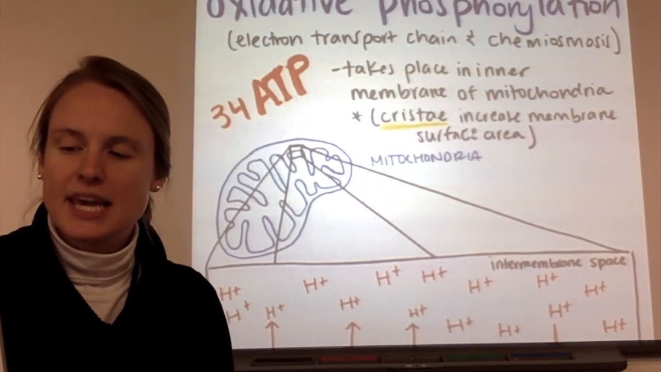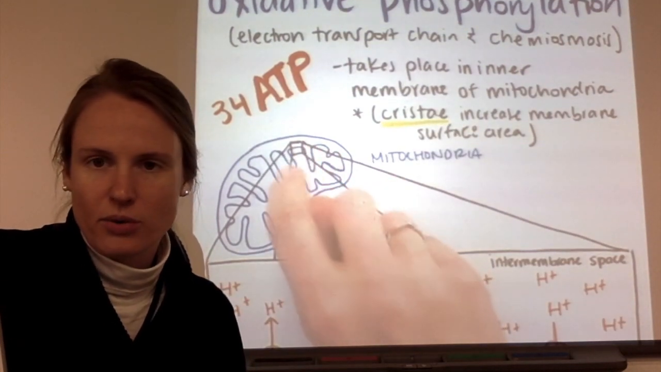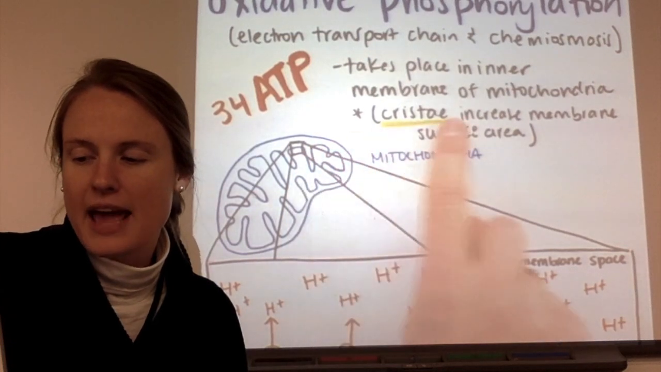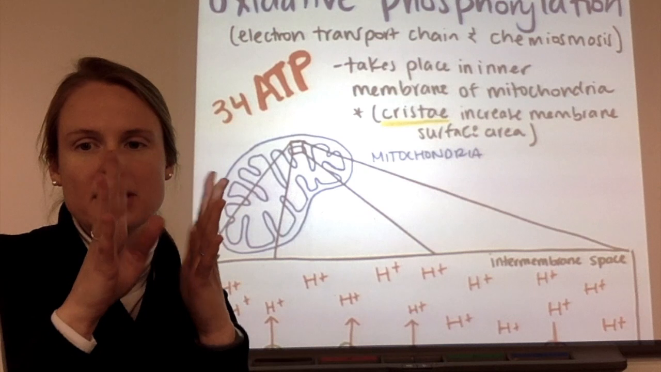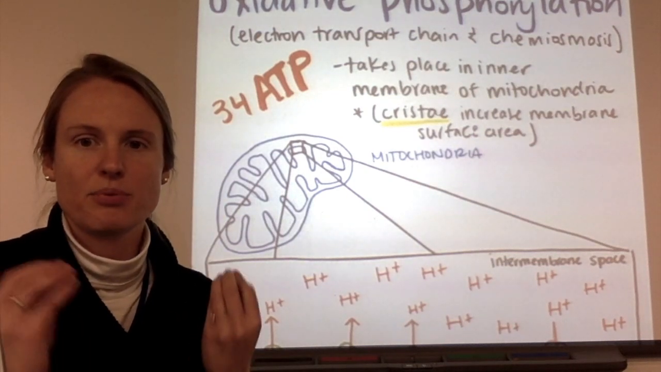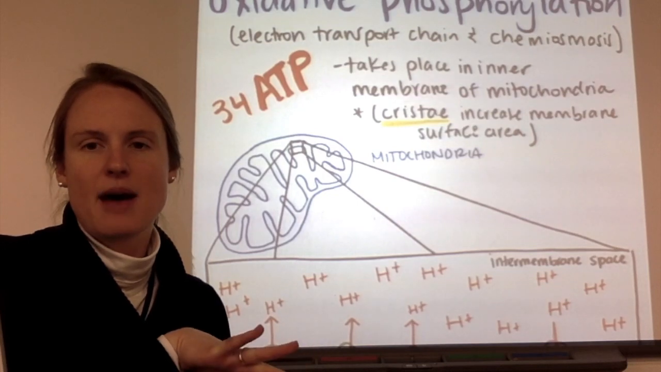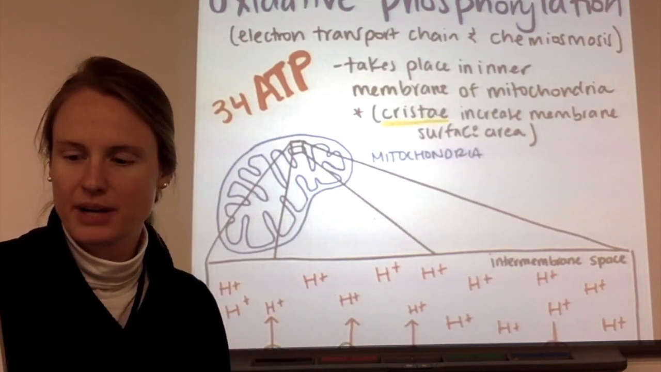It takes place in the inner membrane of the mitochondria, so those kind of convoluted folds in the cristae. And these folds, or the cristae, increase the membrane surface area. So there's more physical membrane space for all of the proteins needed for oxidative phosphorylation. So you can have it happening many, many times, more times than if it were just a flat membrane.